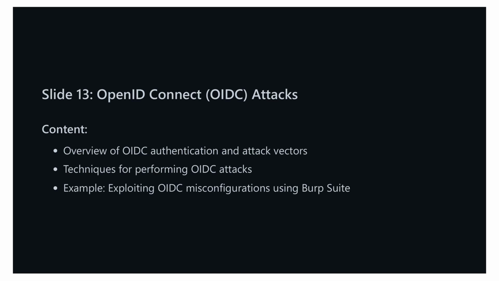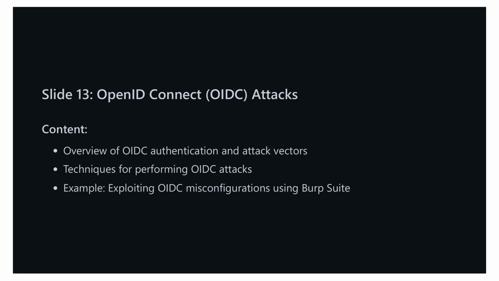It's designed to be secure, but as with any protocol, misconfigurations and vulnerabilities can be exploited. First, we'll provide an overview of how OIDC authentication works and the potential attack vectors. This includes things like token substitution, replay attacks, and improper validation of tokens.